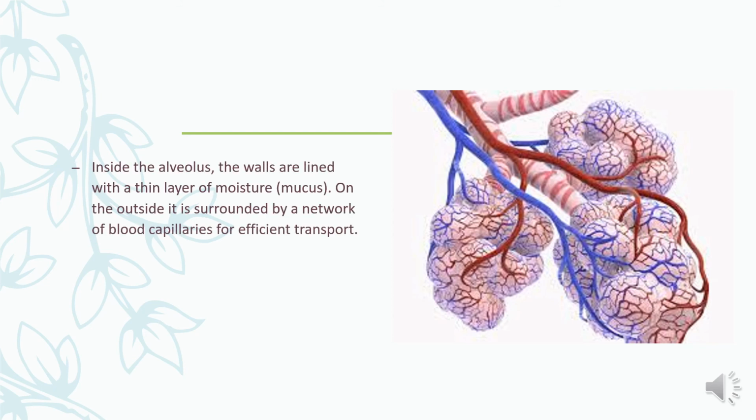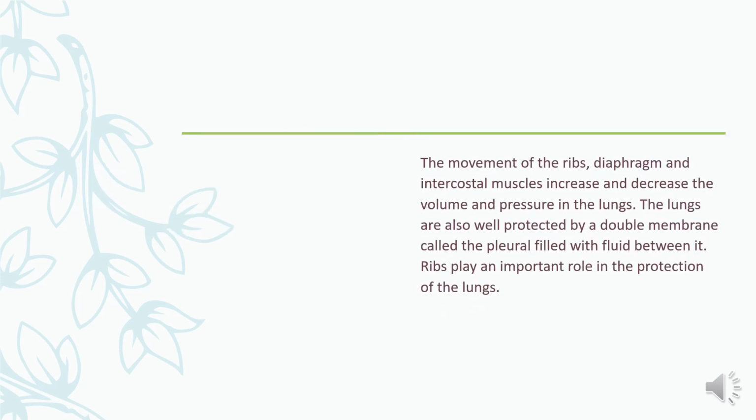Now, inside the alveolus, the walls are lined with a thin layer of moisture, which is mucus. On the outside, it's surrounded by a network of blood capillaries for efficient transport. So the movement of the ribs and the diaphragm and intercostal muscles, the intercostal muscles are the muscles between the ribs, they increase and decrease the volume and pressure in the lungs.